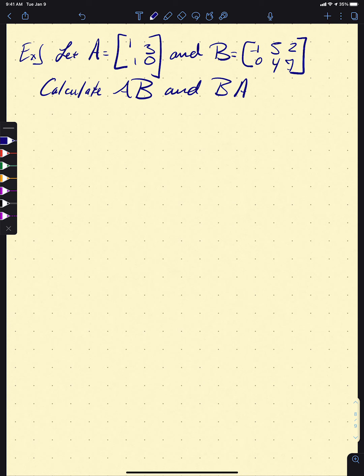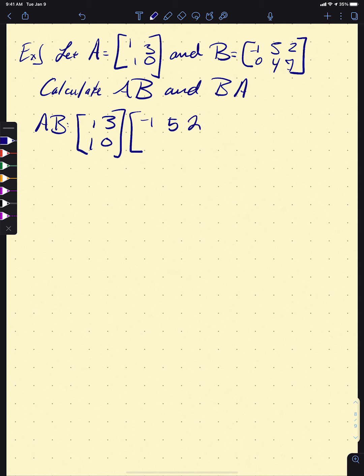So let's take a look at this. Let's start with A times B. We have a 2 by 2 matrix, and we have a 2 by 3 matrix, okay? So we would expect our output to be a 2 by 3. Let's go ahead and run through that. Copying down our matrices, 1, 3, 1, 0, and minus 1, 5, 2, 0, 4, 7.